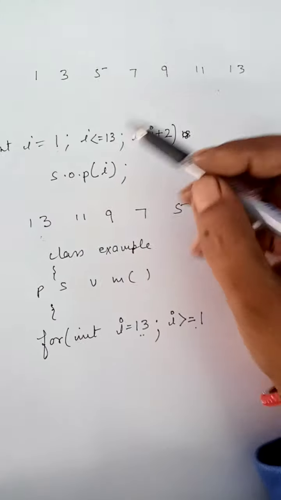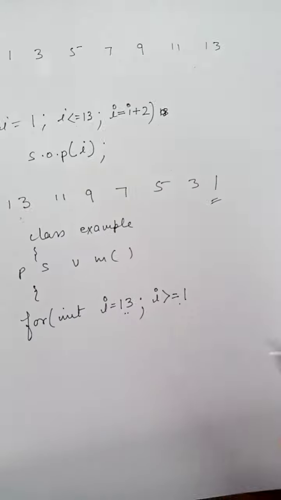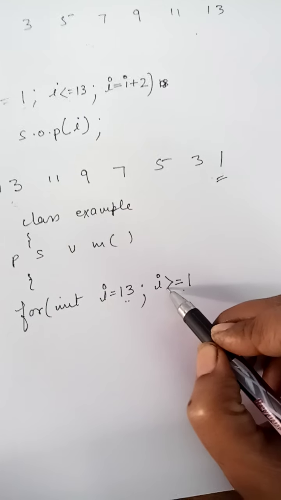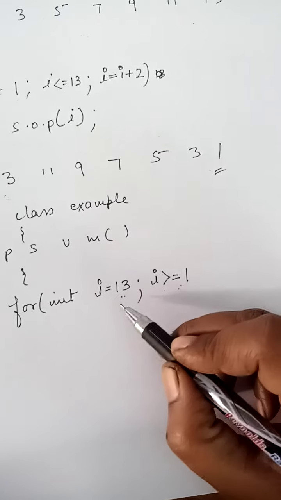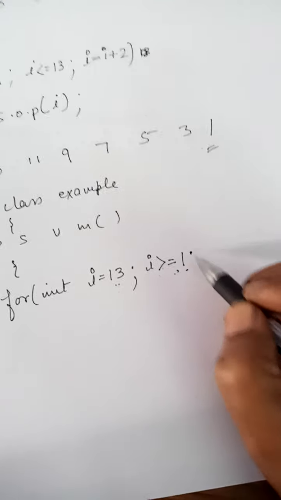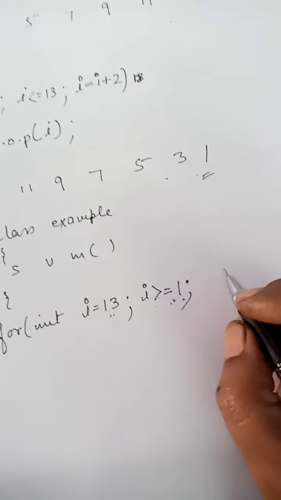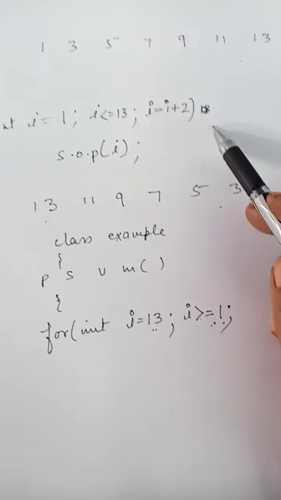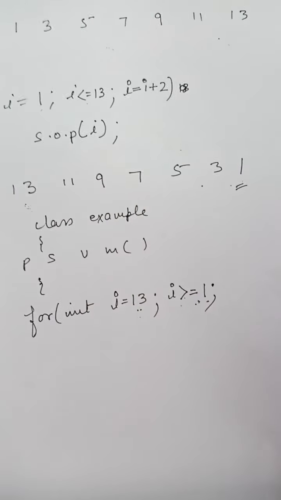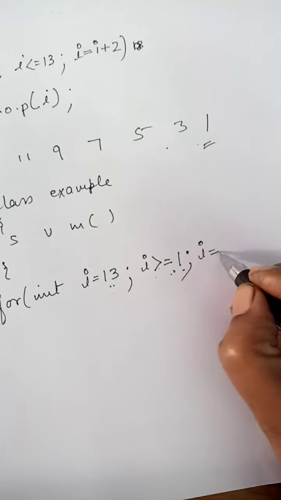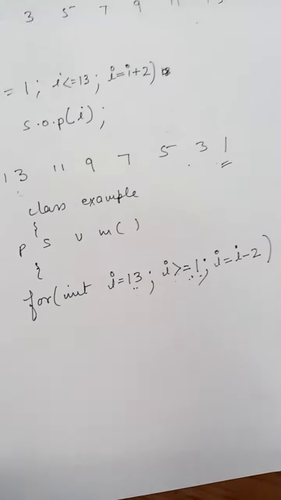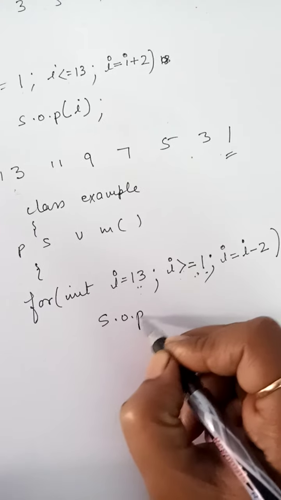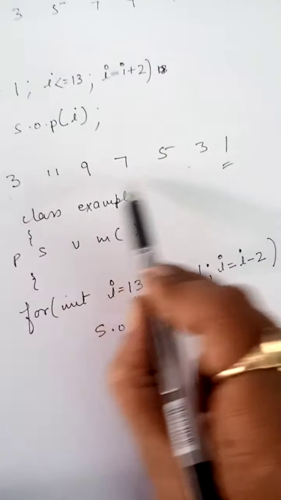If you are moving from lower to higher value, you will be using the operator less than or equal to. But for a reverse loop, a backward loop, you will be using this operator, greater than or equal to 1. Then the difference between the numbers is 2: 13 minus 2, then minus 2, again minus 2. In the earlier program it was increment by 2, and in this it is decrement by 2. So every time I will become I minus 2. That's it.